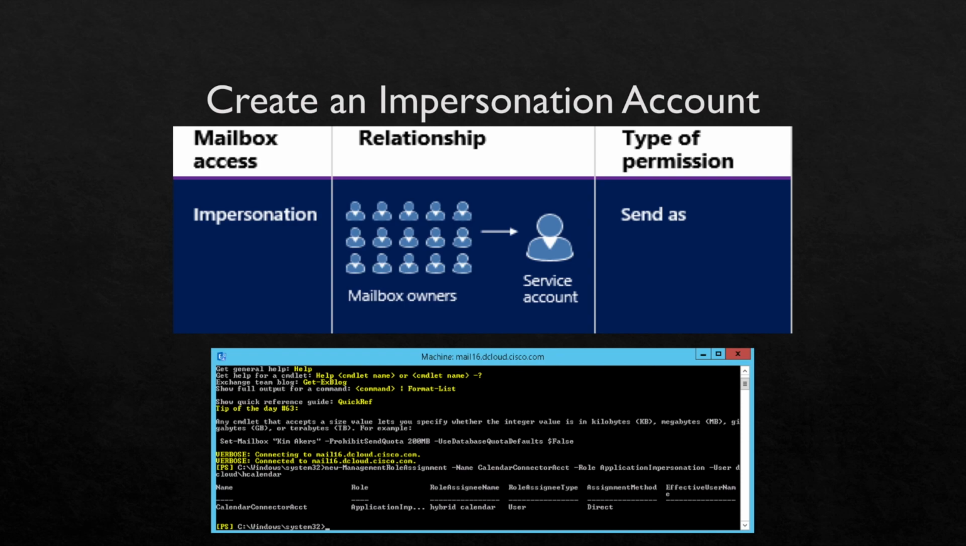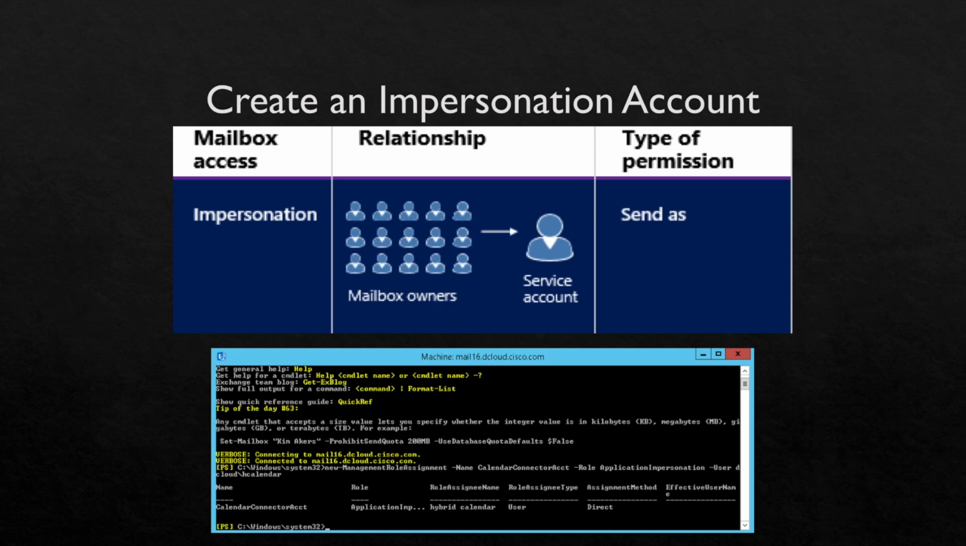All right, so let's walk through these steps. Step 1 is to create an impersonation account. You must choose a mail-enabled account to use as the service account. It has to be an actual active account. It does not have to be an administrator or even a user in your organization. You can create a dummy account if you want, which is actually probably a pretty good idea.